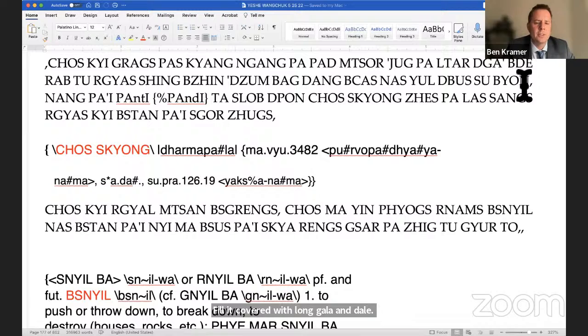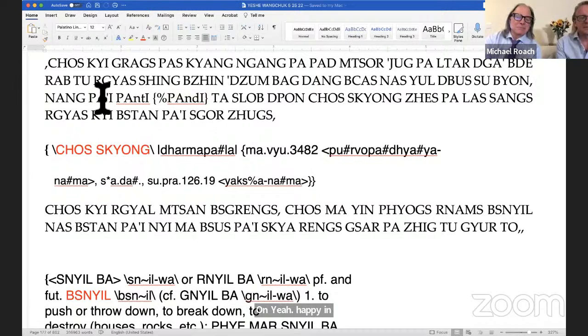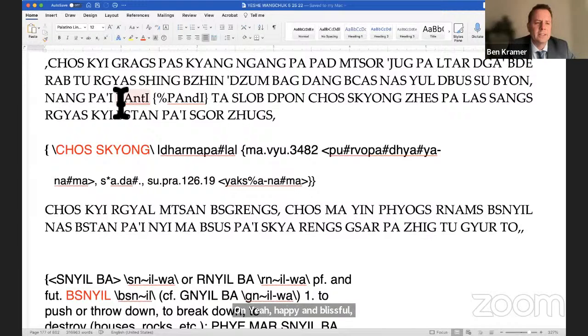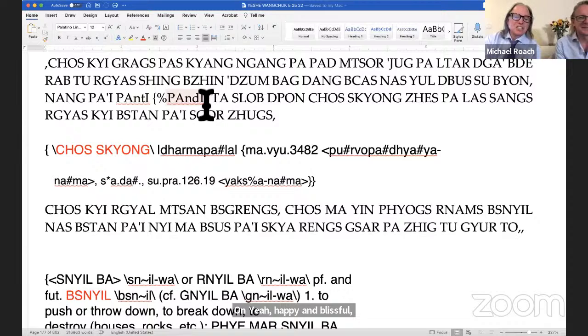Happy and blissful. Super happy. Just extremely happy, all over the place. And Shin here means visage, or likeness, meaning face. Shin here means face.